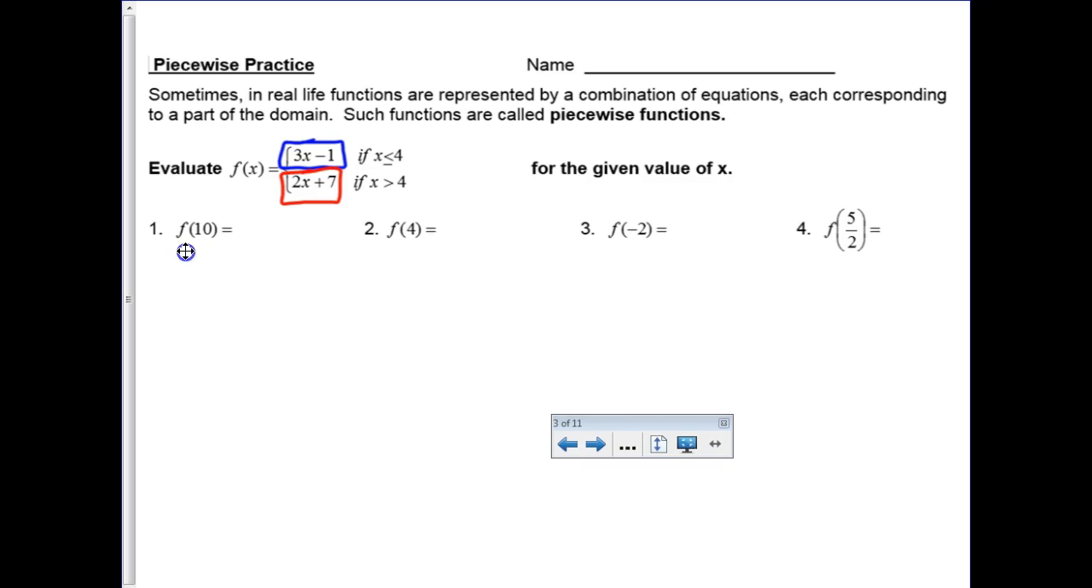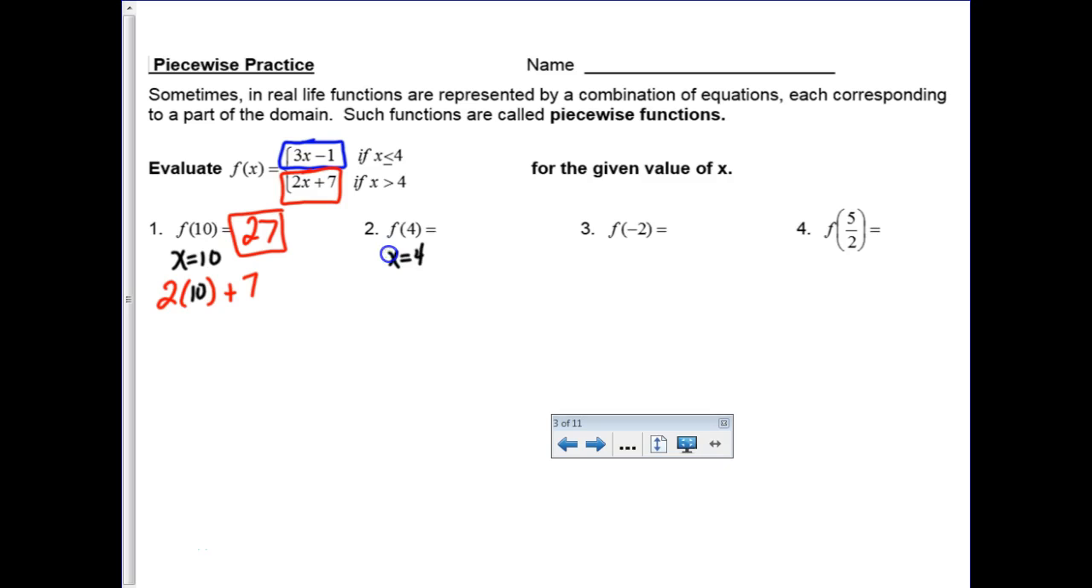That's function notation, and it's a very fancy way of saying please plug in x equals 10. So my question to you is, should I be using the blue function or should I be using the red function if x equals 10? The red function, tell me why. Because 10 is greater than 4. So using our red function and then plugging in x equals 10, you get 27.